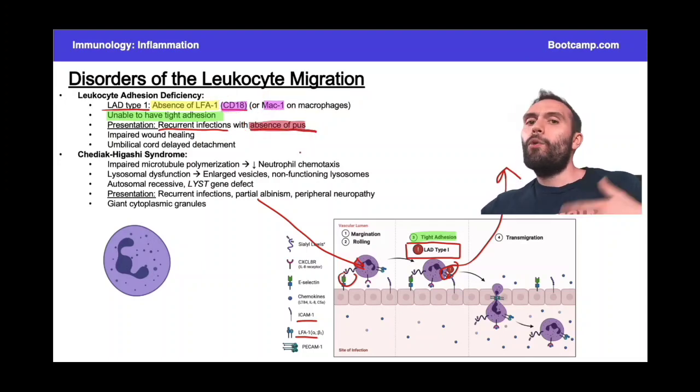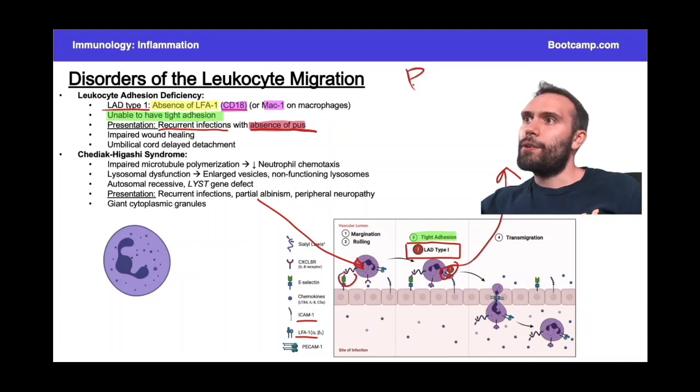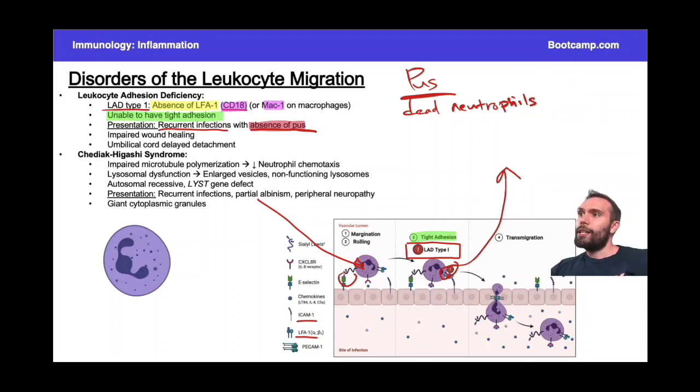Because this is very unique, right? If you think about it, what is pus? If you have a dermal infection, what's in it? Well, it's mostly going to be dead neutrophils. A lot of pus is really just dead neutrophils. You can imagine, if you don't have neutrophils going to your infections, you're not going to have them in the pus that comes from those infections, because they never got to the infection to begin with. So that's why you have the absence of pus.